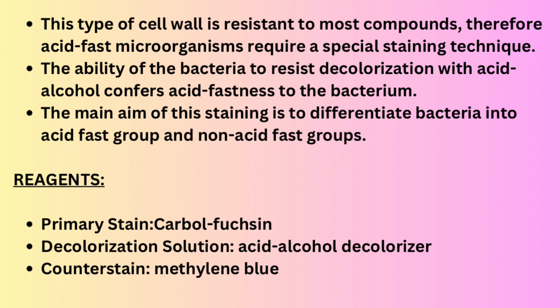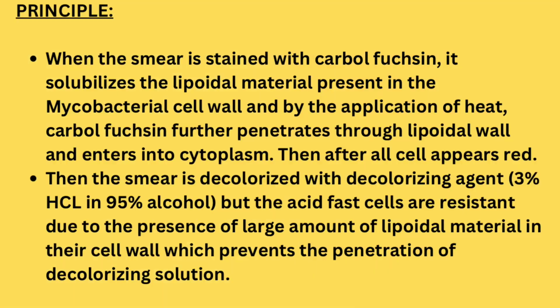The ability of the bacteria to resist decolorization with acid alcohol confers acid fastness to the bacterium. The main aim of this staining is to differentiate bacteria into acid-fast and non-acid-fast groups. Reagents used in acid-fast staining. Primary stain is carbolfuchsin. Decolorization solution used is acid alcohol decolorizer. Counter stain or secondary stain used is methylene blue.